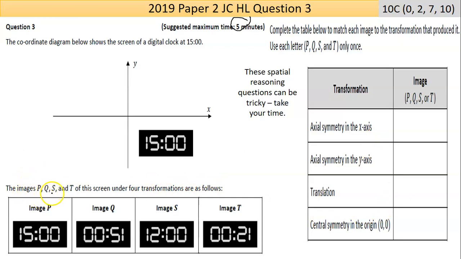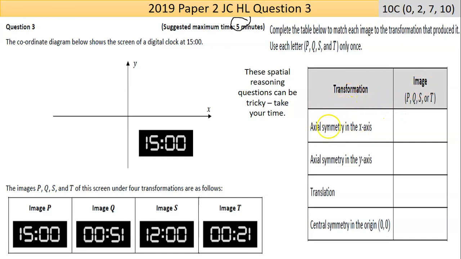The images P, Q, S, and T of the screen under 4 transformations are as follows. So how will this change as it goes through different types of symmetry? You're asked to complete the table below to match each image to the transformation that produced it. Use each letter P, Q, S, and T only once. So you have the table there.